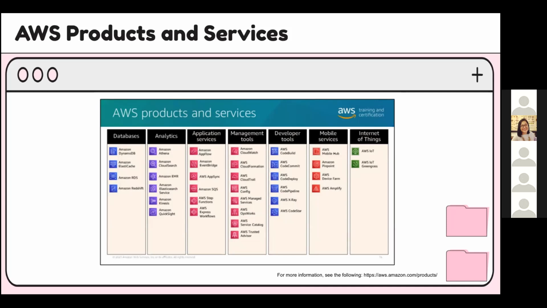Then for the application services, of course, yung Amazon AppFlow, Amazon EventBridge, AWS AppSync, Amazon SQS. Ito, i-discuss natin to further pag in terms of decoupling ng architecture, yung mga SQS, SNS, dyan papasok yung mga service na yan.